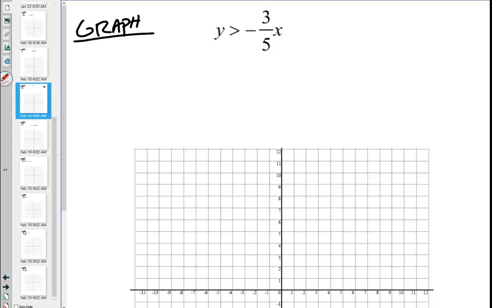Okay, here we have y isolated, so what's my slope going to be? 1.7. Negative 3.5. Thanks. You're welcome. And Jordan, what's my y-intercept going to be? 0. Good.